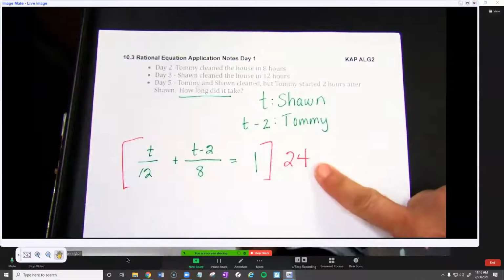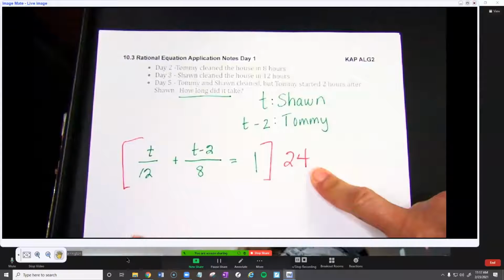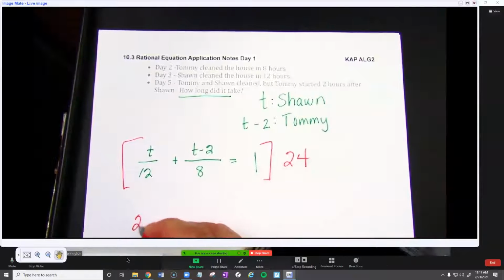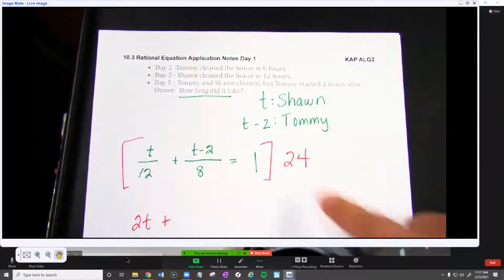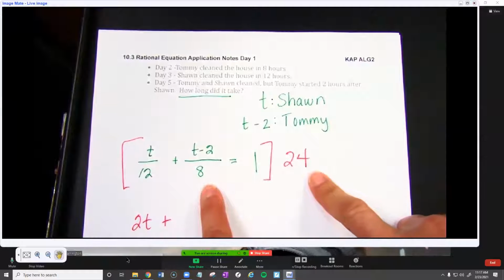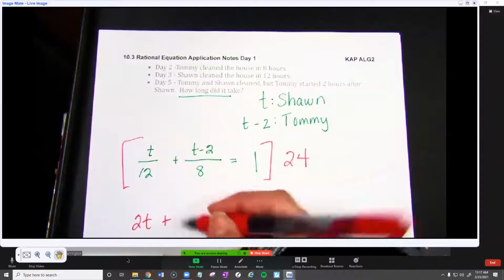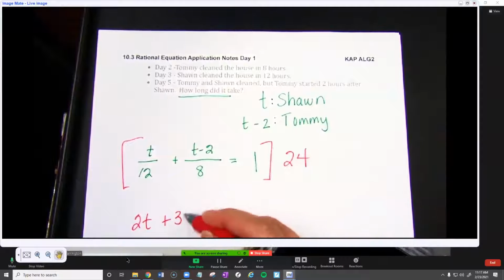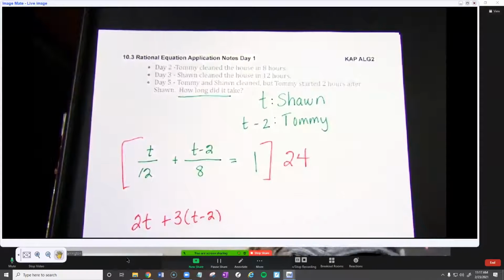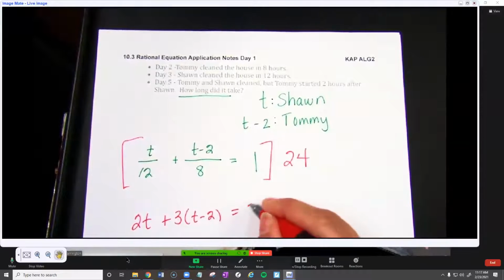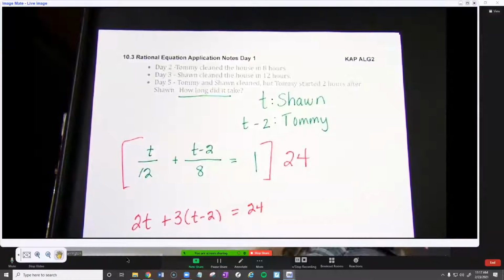Okay, so 24 divided by 12 is 2. So my first term is 2t plus, however, y'all, what's 24 divided by 8? Yeah, so that 3 is going to be distributed at t minus 2. You got to put that in parentheses. So 24 divided by 8 is 3, but you got to put that other piece in parentheses. And then the other side's 24. And then y'all just solve. Distribute the 3 and solve for the letter T.